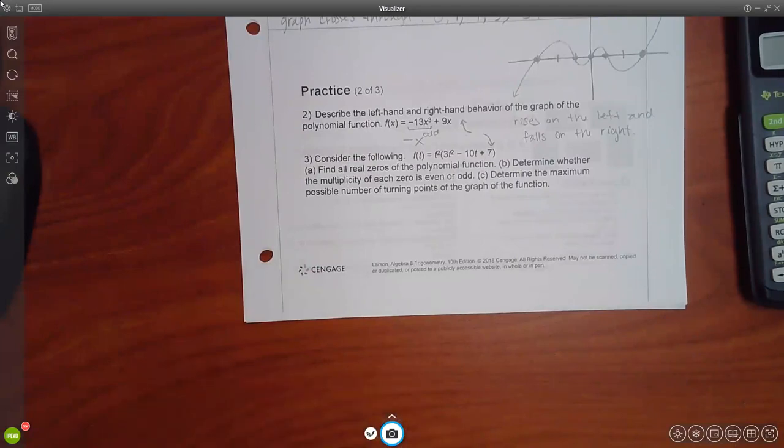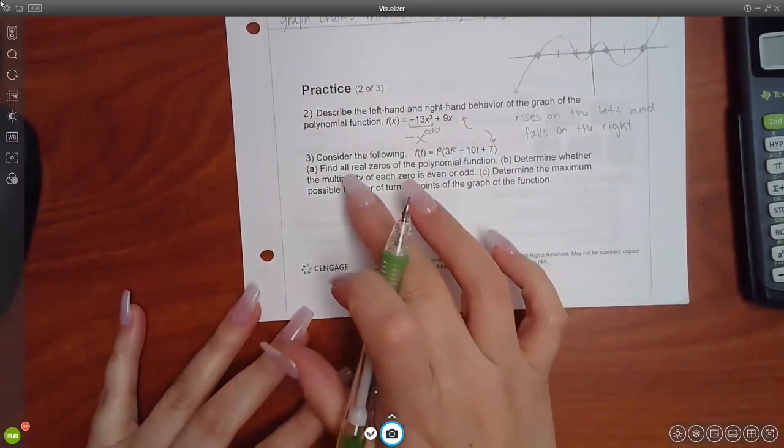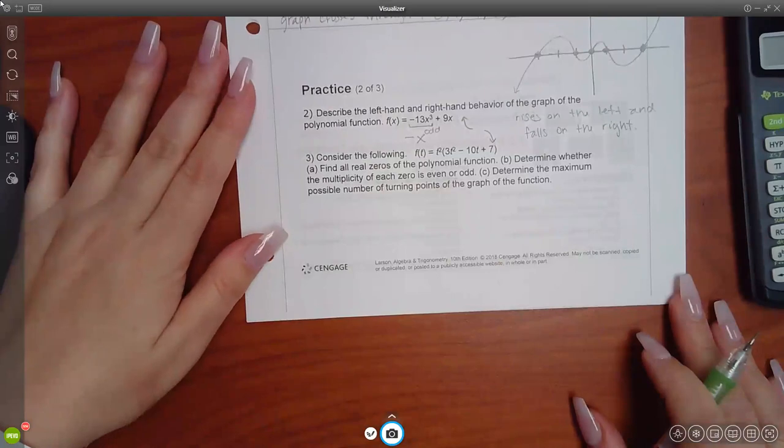So this one says we have to do three things. One of them is find all the real zeros of the polynomial. Then two, determine whether the multiplicity of each zero is even or odd, okay? Because that'll tell us whether we're going to cross or just bounce, right? And then determine the maximum possible number of turning points. So it's a lot like the first problem. It's just they're asking only these three pieces, okay?